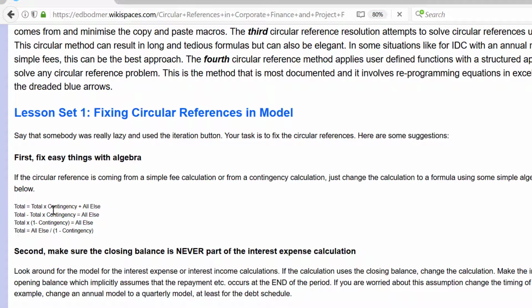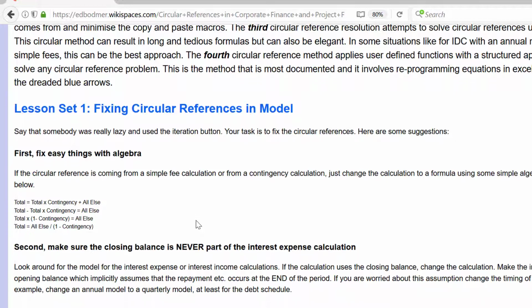If you have contingency, the formula is the total cost is the total cost times the contingency plus everything else. And everything else is the total minus the total contingency. So we can just take everything else, divide it by 1 minus the contingency, and get the total.